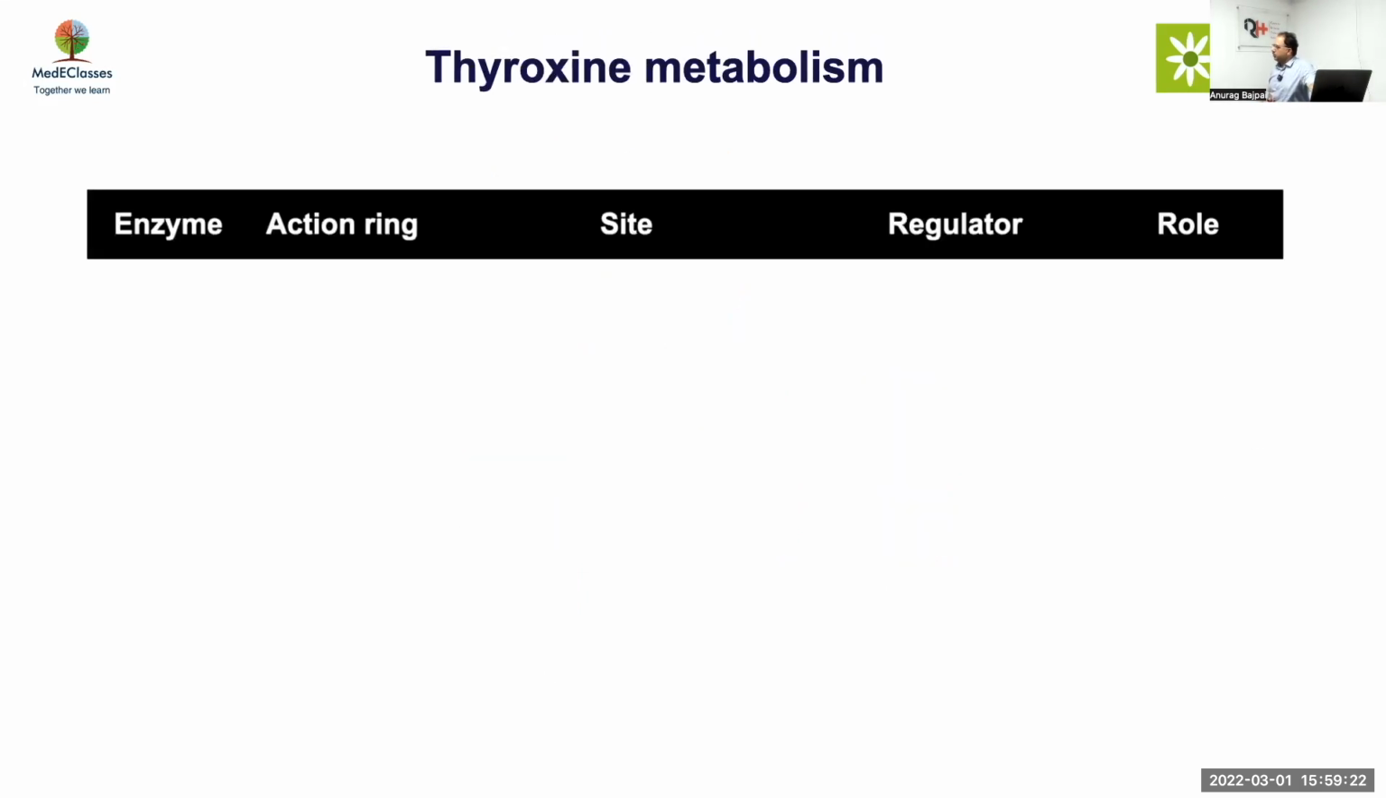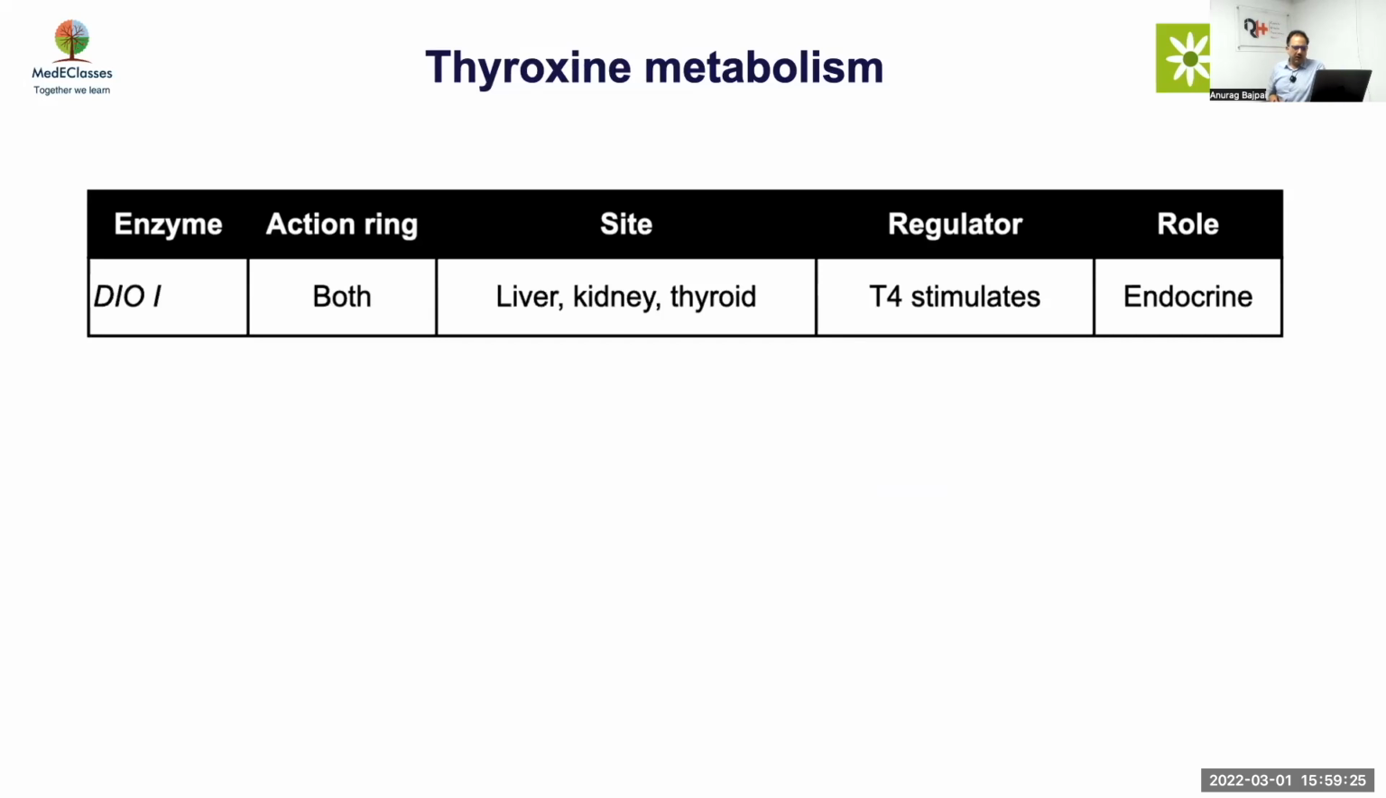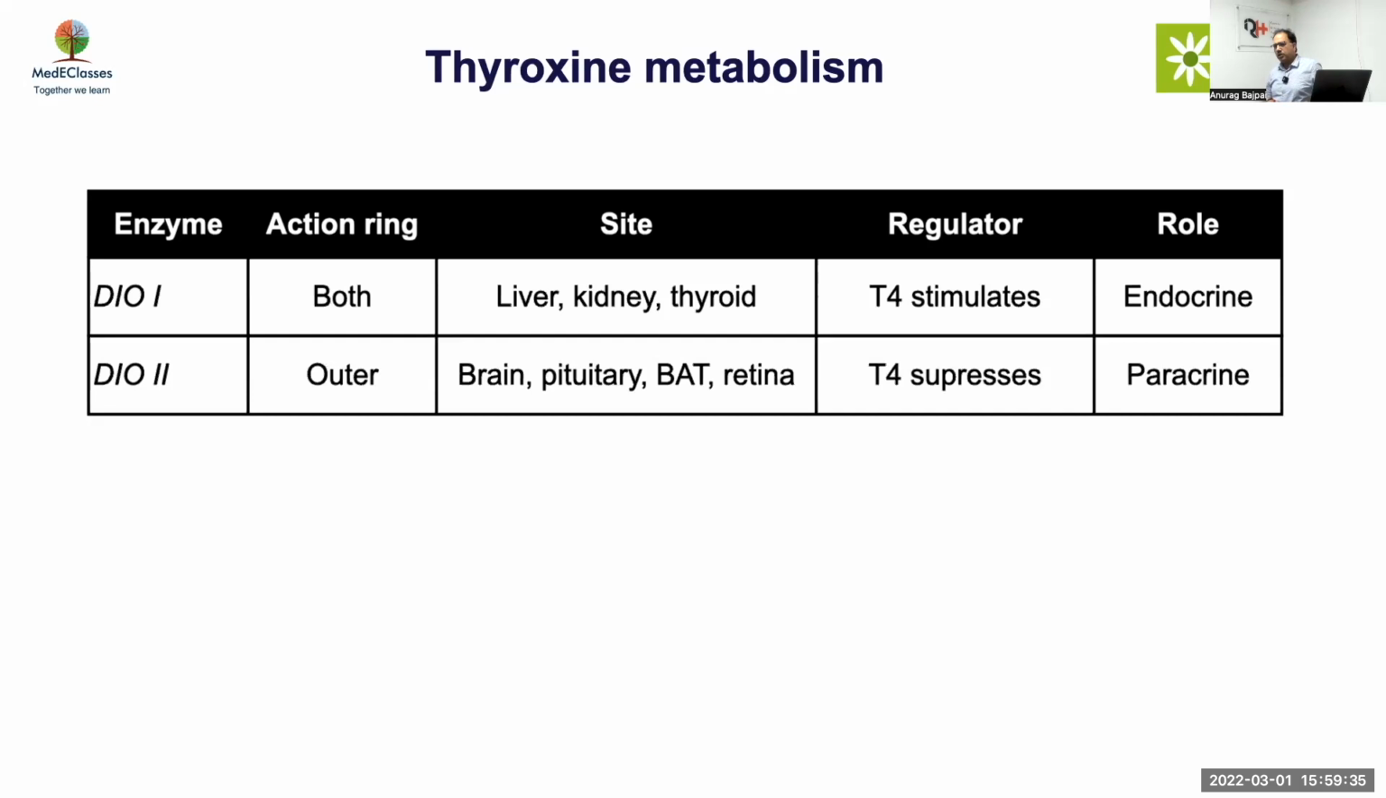Now, if we talk about the enzymes, DIO1 acts on both outer and inner ring. It acts mainly for the circulation, liver, kidney, and thyroid. It is stimulated via T4. DIO2 is mainly for the brain, pituitary, retina, all those vital areas. That also is important, otherwise temperature will go down. The metabolism of thyroid is going down, growth, all those effects are gone, but you're preserving the temperature. You don't want the temperature to fall. That's why in brain, pituitary, brown adipose tissue, and retina, critical areas, action is going on.